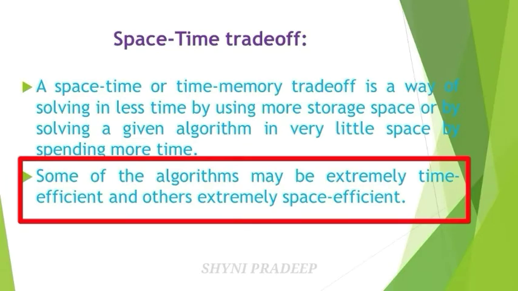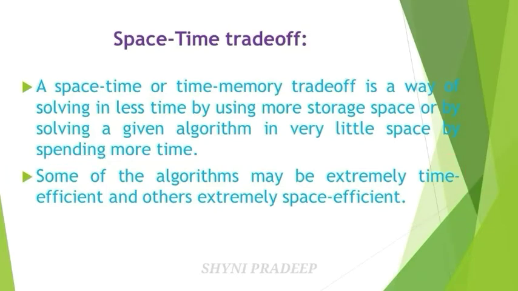But what do you mean by best algorithm? If an algorithm takes less time to execute and requires less memory space, that algorithm is called the best algorithm. Okay. But in space-time trade-off, some algorithms are extremely time efficient and some algorithms are extremely space efficient. Because some algorithms require less time and more memory space, but some algorithms require more time and little memory space. So this is called space-time trade-off.